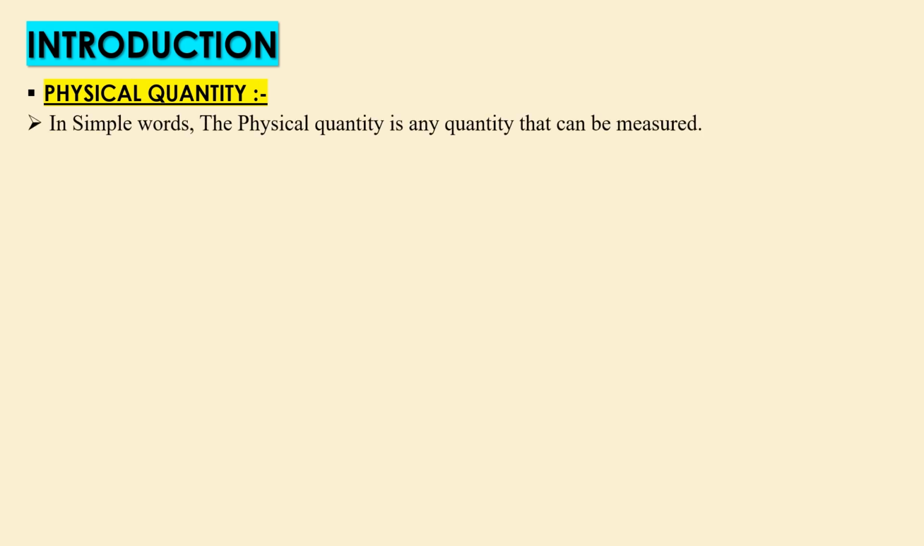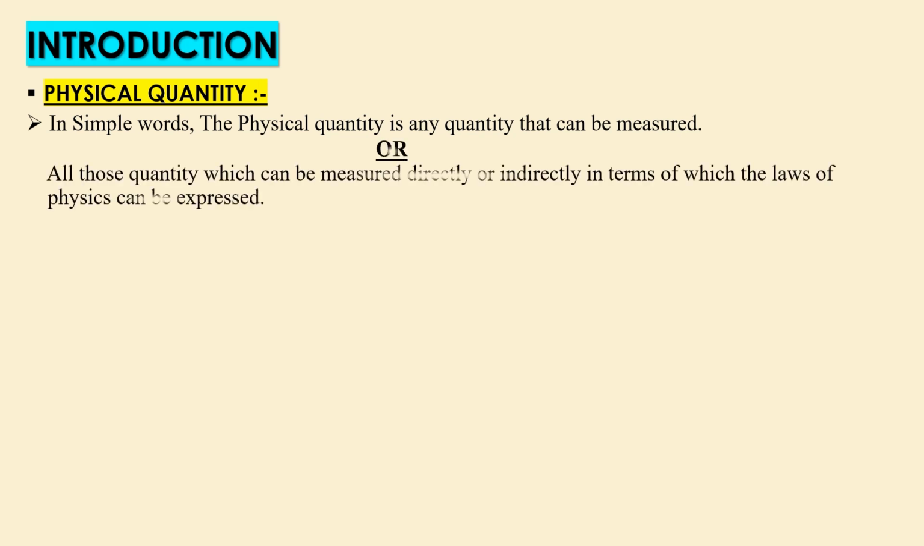Let us start with the introduction. Physical quantity. In simple words, a physical quantity is any quantity that can be measured, or all those quantities which can be measured directly or indirectly, in terms of which the laws of physics can be expressed. Examples: length, mass, time, force, etc.